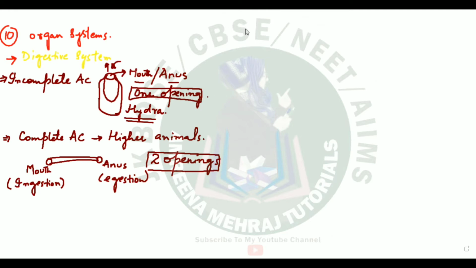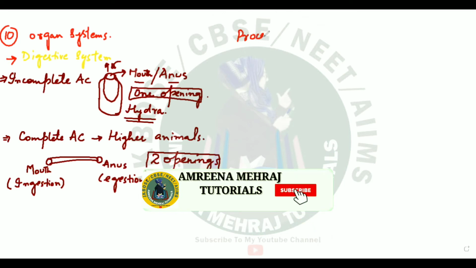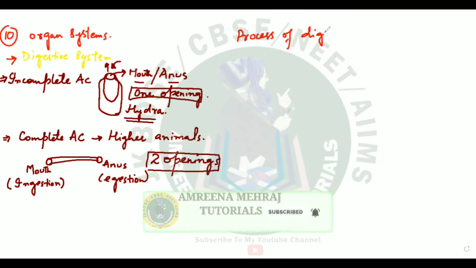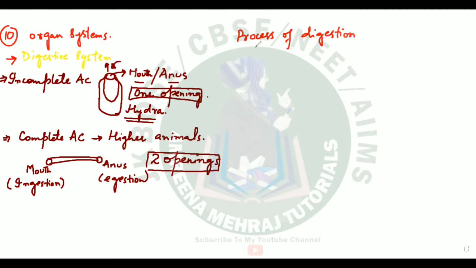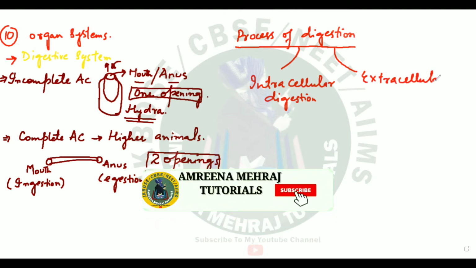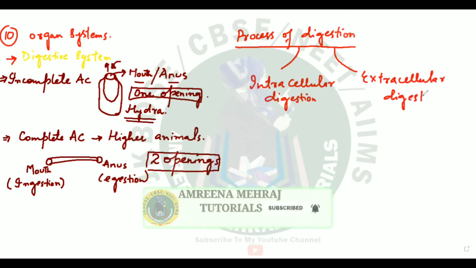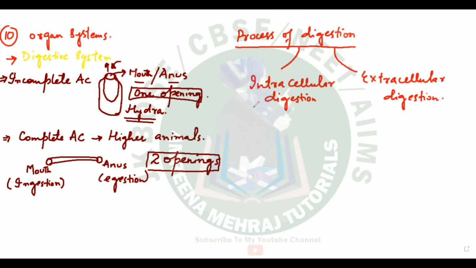Now we have another way. We can think about the process of digestion. So the process of digestion, that is the breakdown of food into simple substances, is further of two types. You'll have some animals which will perform intracellular digestion. See the variety, intracellular digestion. And you will have some animals which will perform extracellular digestion. Again, variety of animals. Some animals perform intracellular digestion and others perform extracellular digestion.